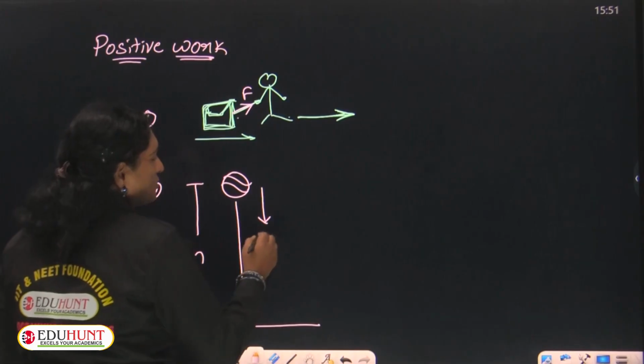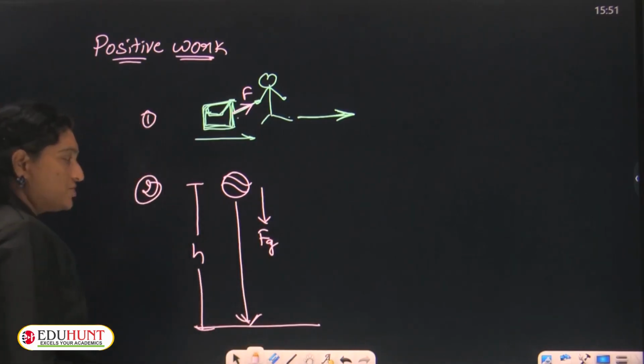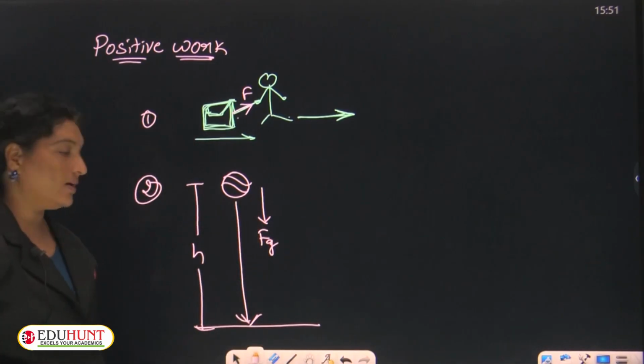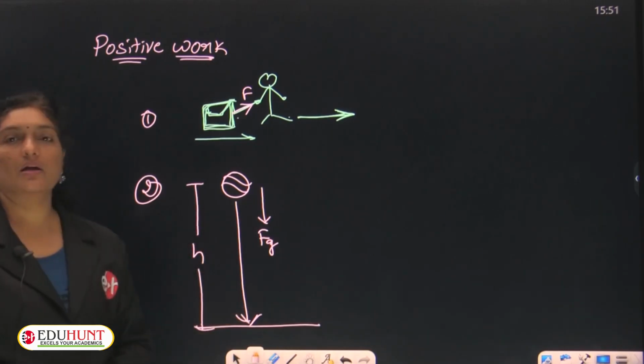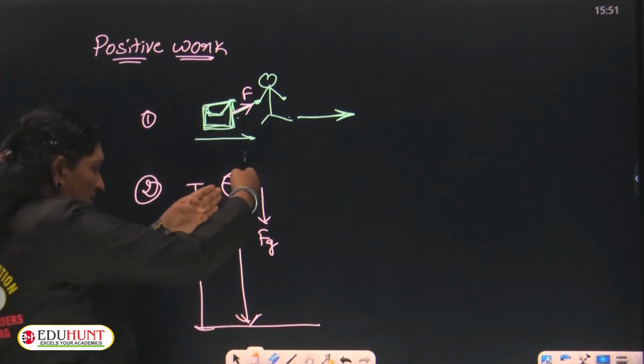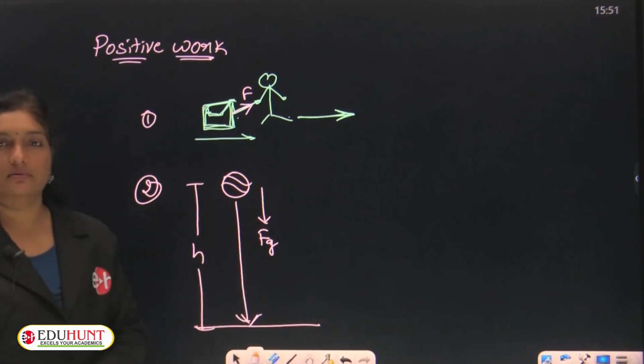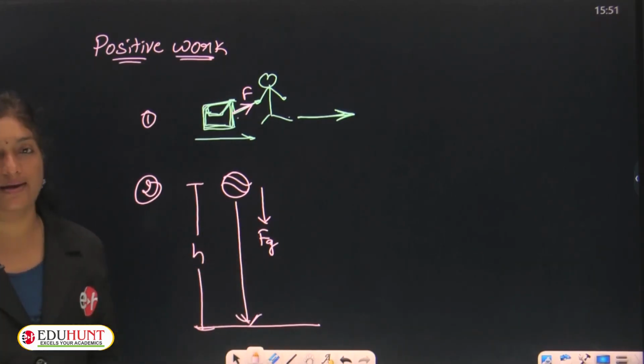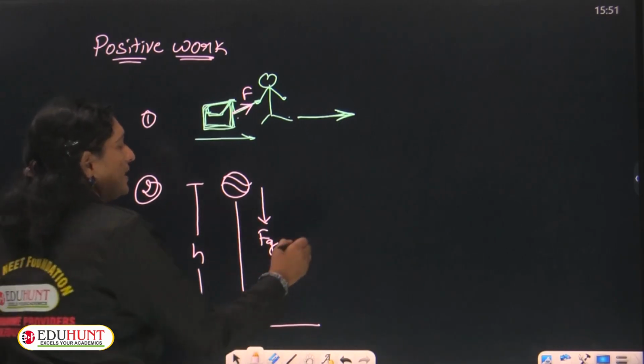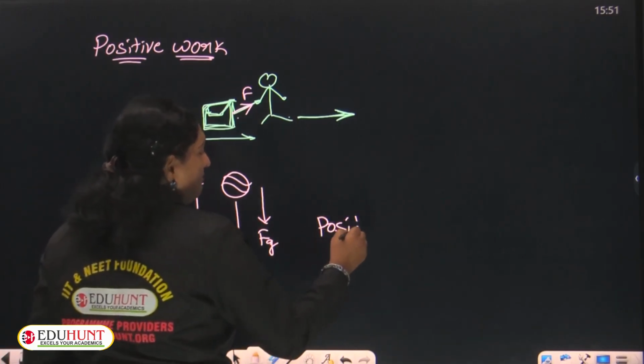The force due to gravity, let me indicate it with Fg, is also acting downwards. The body is also moving in the downward direction. Here also both are aligned in the same direction. So this is also an example of positive work done.